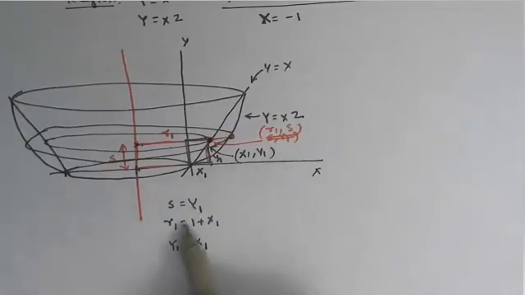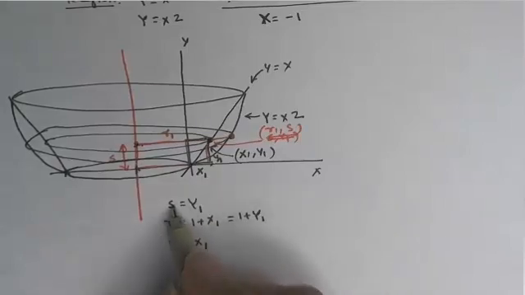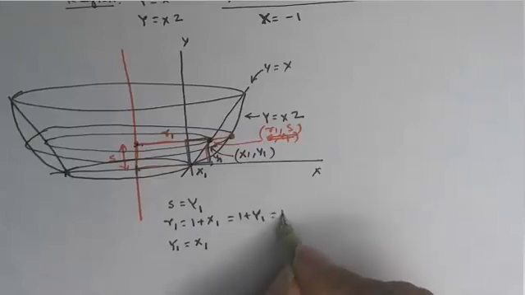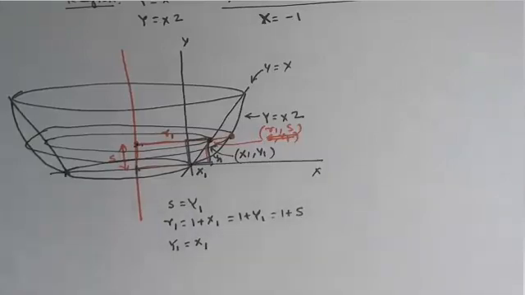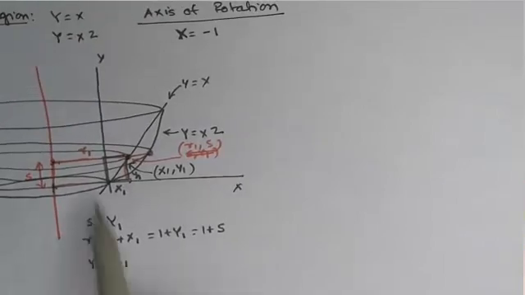And now we can figure out how R1 is a function of S. So since R1 is 1 plus x1, x1 is the same as y1. This is 1 plus y1. y1 is the same as S. So this is 1 plus S. Okay, so we got R1. Now we're going to do the same thing for R2. And just to make this a little bit simpler, I'm going to draw a different diagram. I'm going to repeat the diagram so that we can do this for R2.